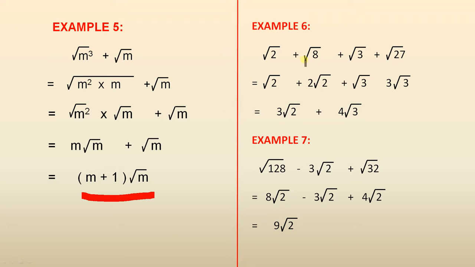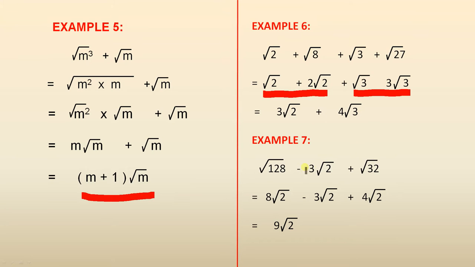Here, there's the square root of 2. Now the square root of 8 is 2 the square root of 2. There's the square root of 3. And the square root of 27 is 3 the square root of 3. Now we can only add those two together, and we can only add those two together. So that gives us 3 the square root of 2 plus 4 the square root of 3. Cannot add those two together because the 2 and the 3 are different.